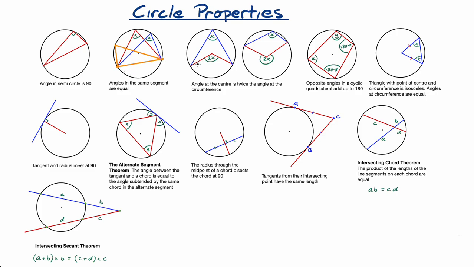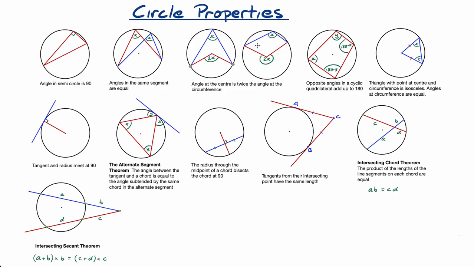Okay, next one. The angle at the center is twice the angle at the circumference. So again, if we come from the same two points on the circumference, and we go to the center and we go to the circumference, the center one's obviously bigger, but interestingly, it's exactly twice as big.